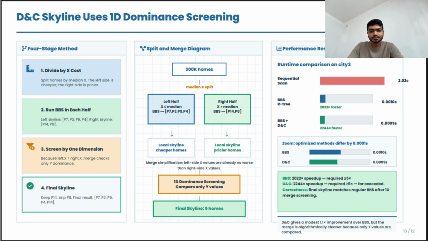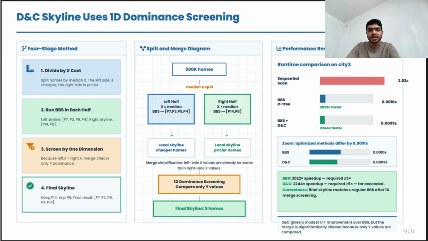So when I'm merging and checking whether a right side home should be removed, I ask, does any left side home dominate it? For that to be true, the left home must have a smaller or equal x value and a smaller or equal y value. The x condition is already guaranteed by the split. So the only thing I actually need to check is y. That is what the merge simplification box in the middle diagram says. Left side x values are already no worse than right side x values. So the merge reduces to comparing only y values, which is one-dimensional dominance screening.